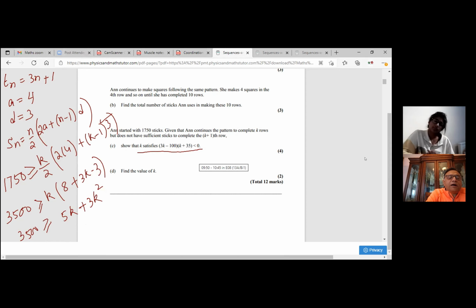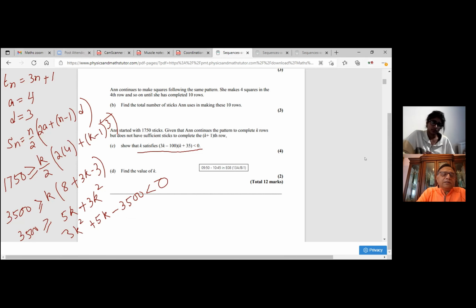So we get 5. Let me rewrite this as 3k squared, quadratic equation, written in proper order: 3k squared plus 5k minus 3500 is less than 0. Is it clear to you? So we brought all the terms together on one side. You have a quadratic equation.